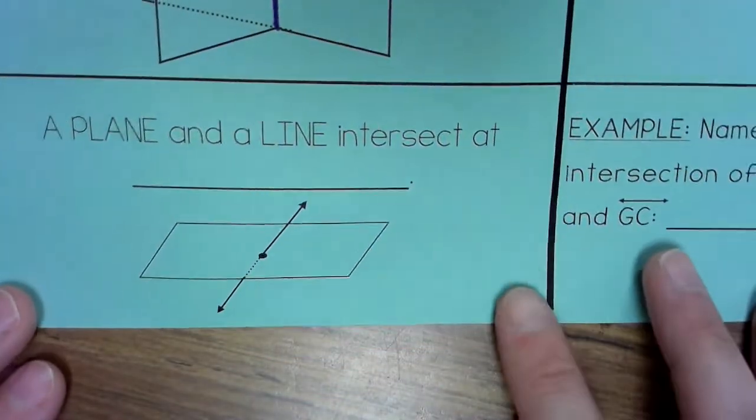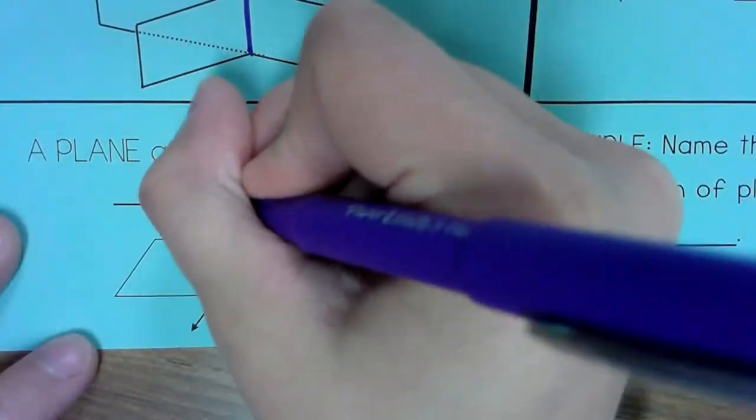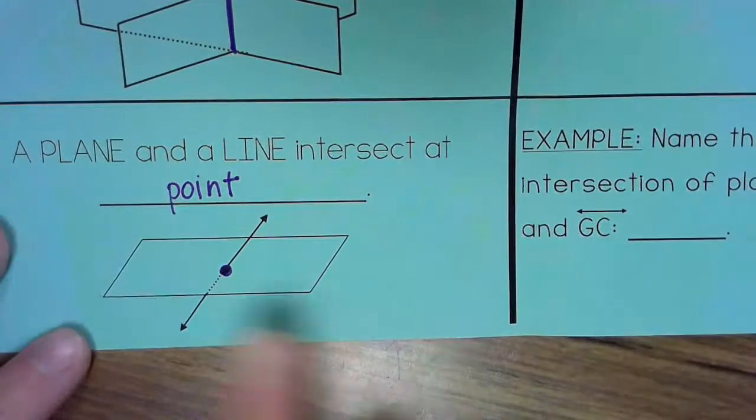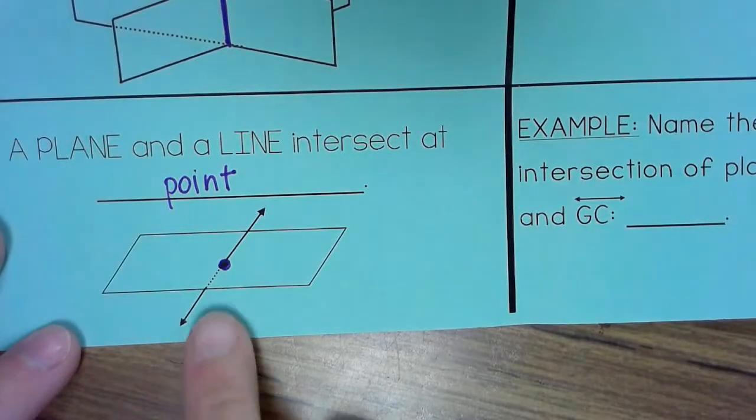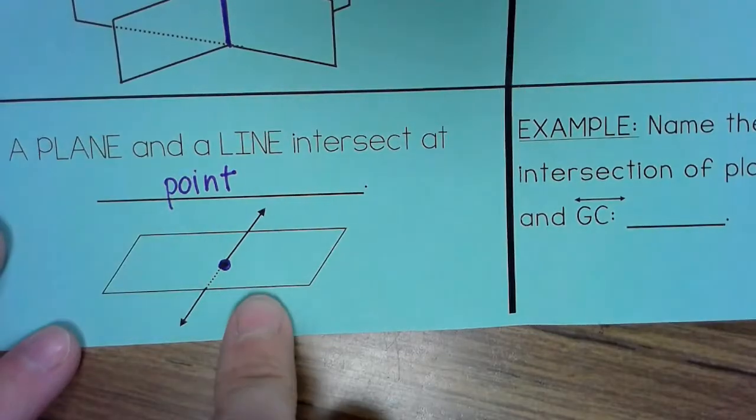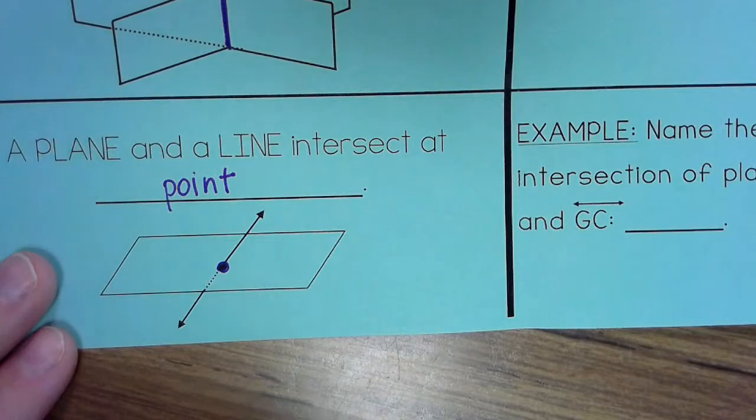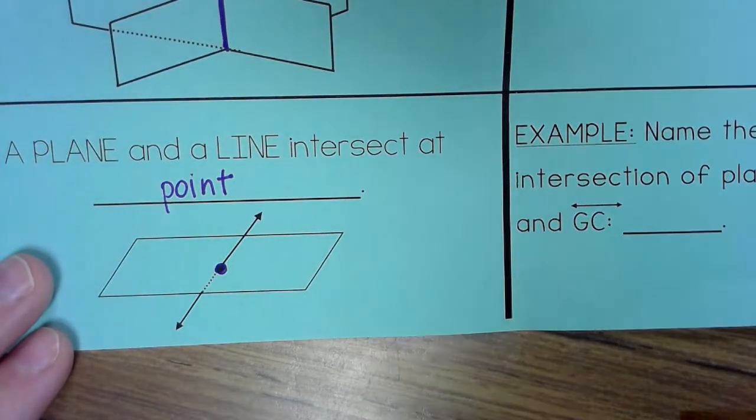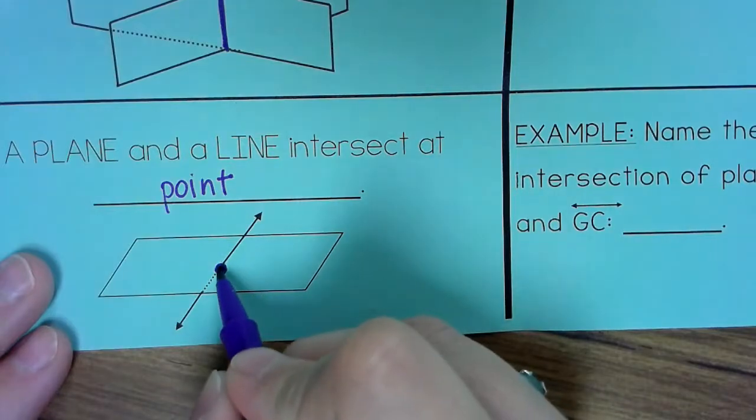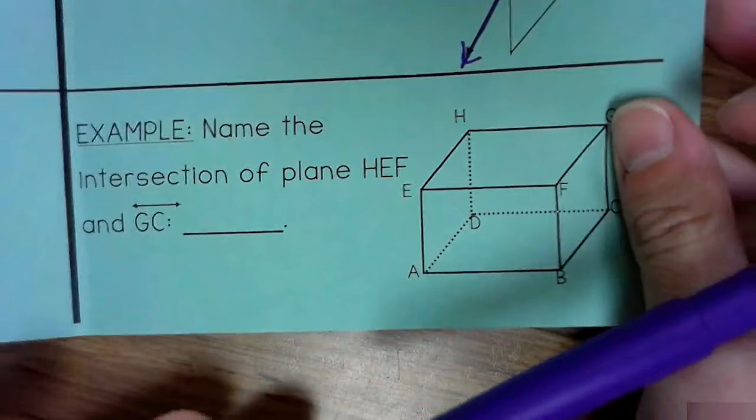All right, last one. A plane and a line intersect at a point. A plane and my line kind of goes through it. They intersect at a point. This picture should kind of remind you of like if I took my pencil and I stuck it through a piece of paper. So I've got a line going through a piece of paper, my pencil going through a piece of paper, and they're intersecting just where the pencil is touching the paper. So that's a point.